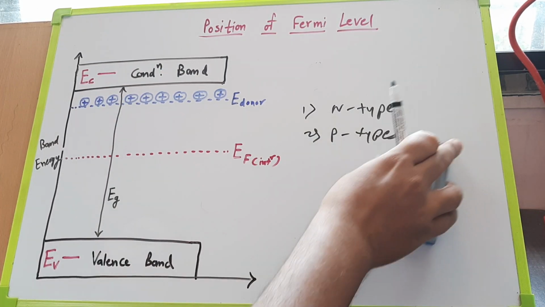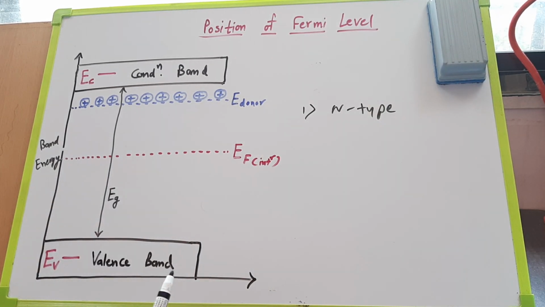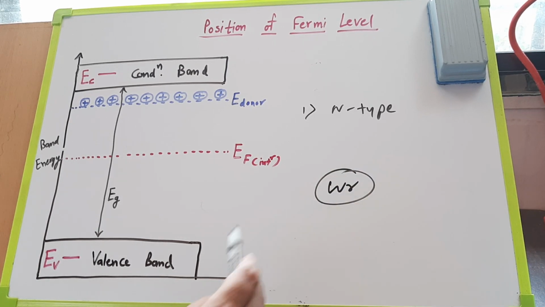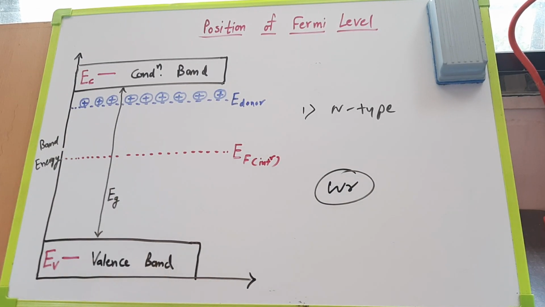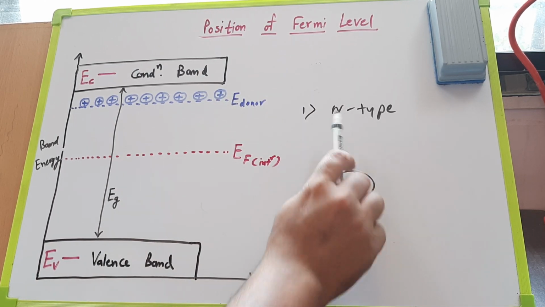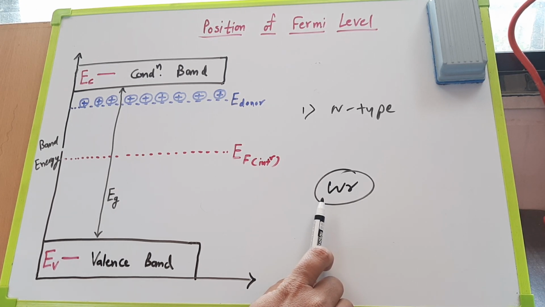Right now we are checking for n type. Whatever I have discussed, please start writing. I have only 5 minutes now. First of all, pause this video and draw this diagram. Give the title: position of Fermi level. First, n type. N type semiconductor has more conduction electrons than holes. Full stop. This moves the center of gravity up. So Fermi level is above the middle of the forbidden band.